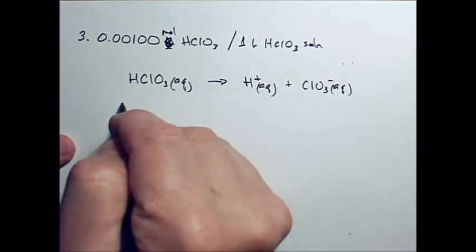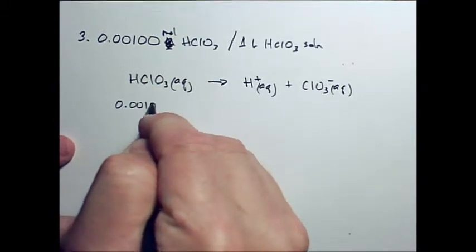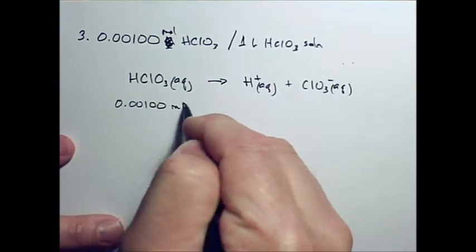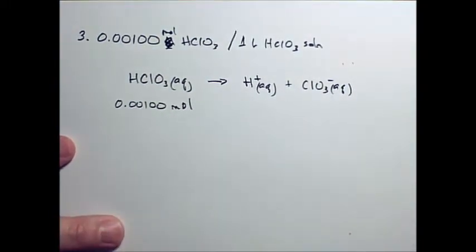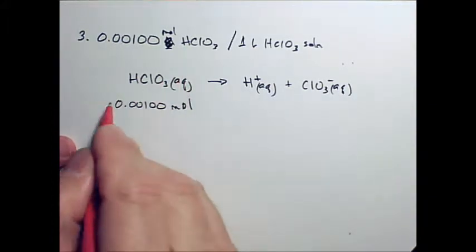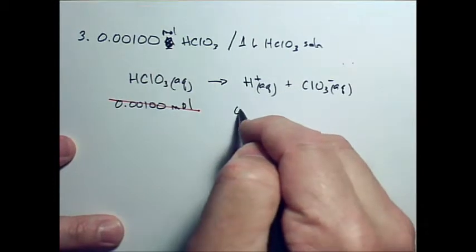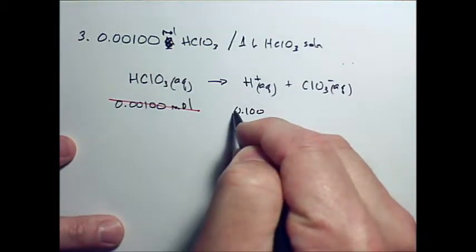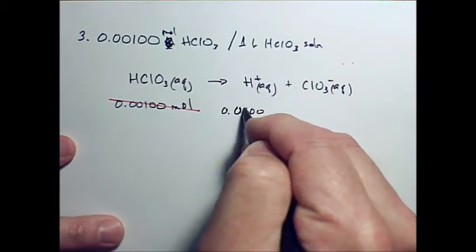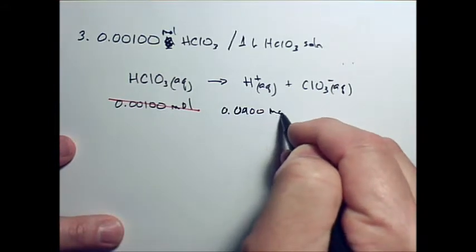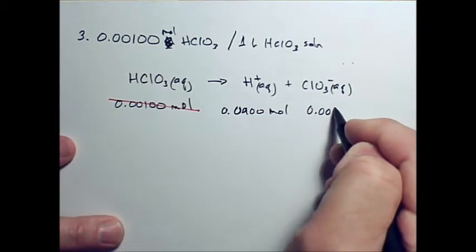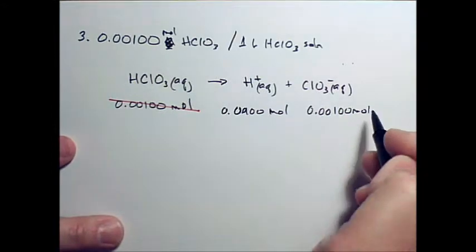So if I've got a mole of this, all of this is going to disappear. Every bit of it's going to disappear, and it's all going to become these two separate things: 0.00100 moles and 0.00100 moles of this.